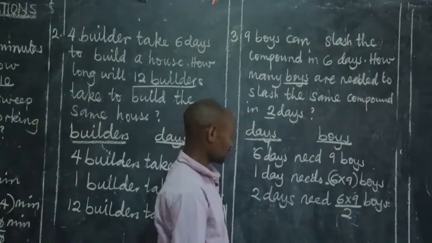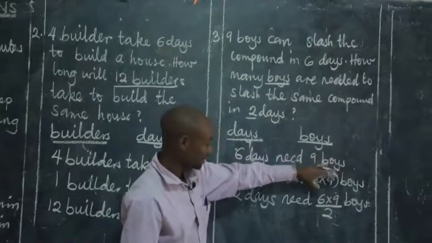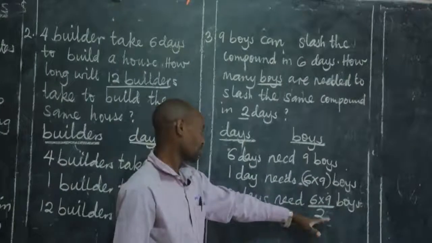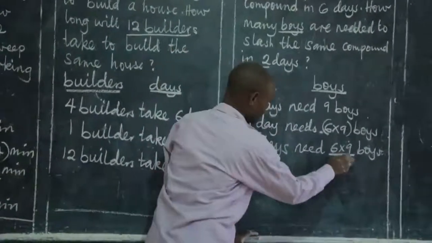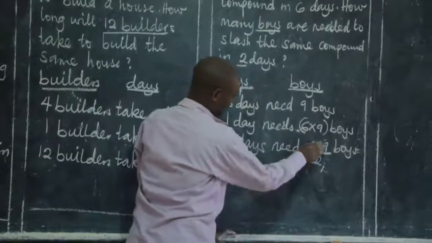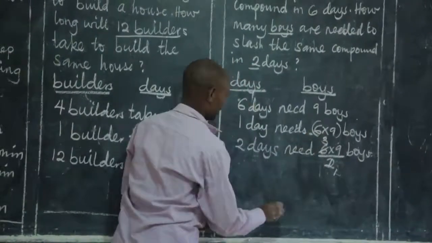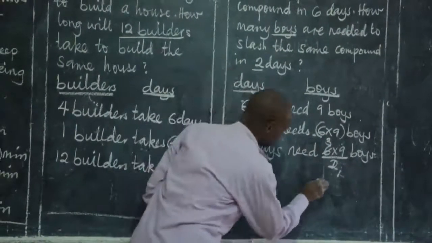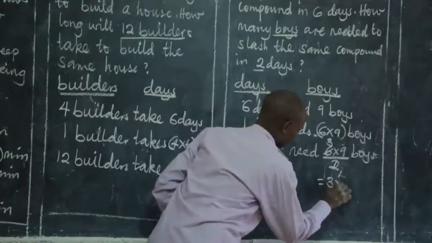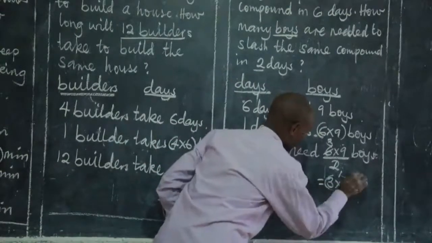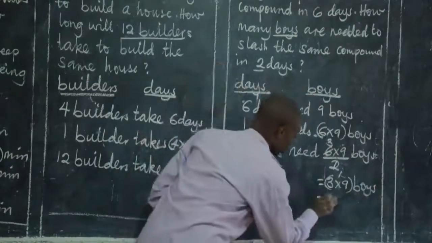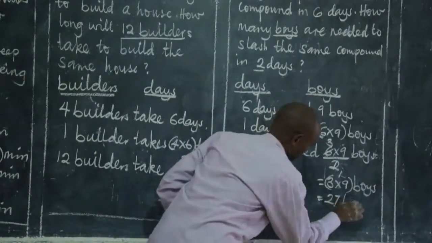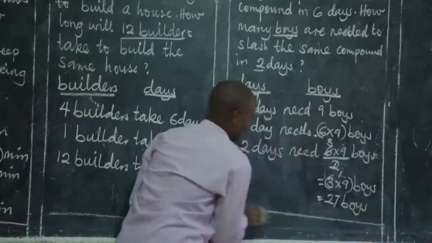Then you can reduce. You can multiply this and get one product. Or you can divide when it is still in multiplication form. So divide by 2 once. 6 divided by 2, 3. So it means 2 days will need 3 times 9 boys. And this one will give you 27 boys. You see?